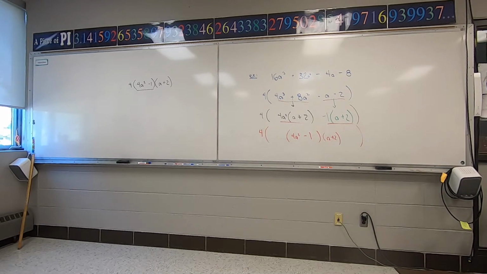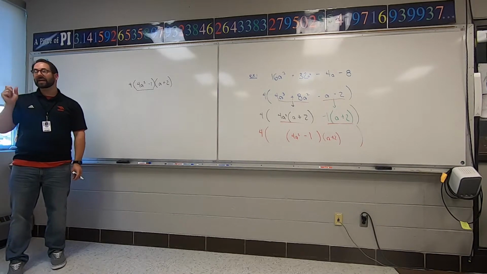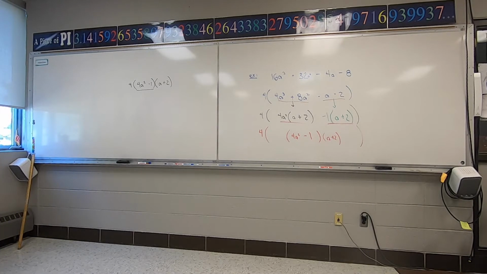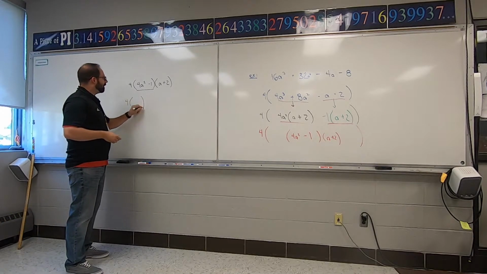Because further, you have to be able to spot it. It is a binomial, so that's why I was agreeing. It is 4a squared minus 1. It's a binomial. It's got a minus sign, and they're all perfect squares and even numbers. So that part can go further.